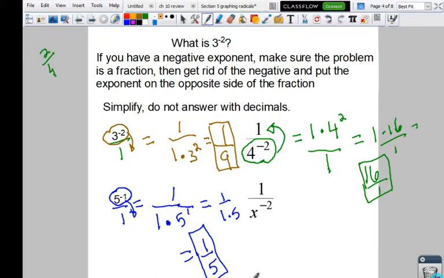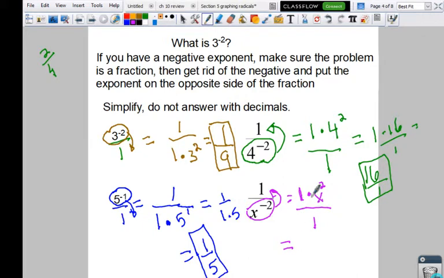All right, last one like this. I have 1 over x to the negative 2. So I want to get rid of this negative exponent, so I'm going to flip this to the top. And when I flip it to the top, the negative goes away. So I already had a 1 there. And then I'm going to have an x squared. The bottom part of the fraction is empty, so I got to fill it in with a 1.